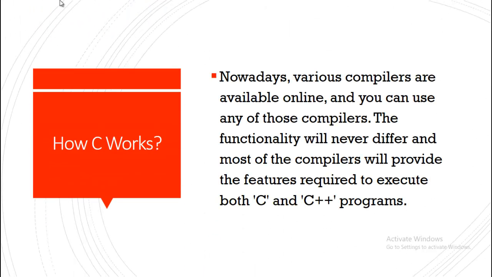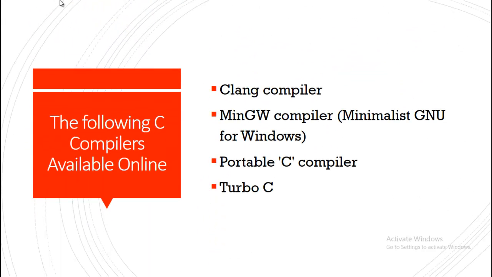Nowadays, various compilers are available online, and you can use any of those compilers. The functionality will never differ and most of the compilers will provide the features required to execute both C and C++ programs. The following C compilers are available online. Clang compiler.